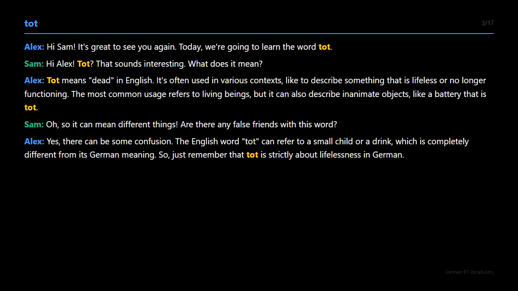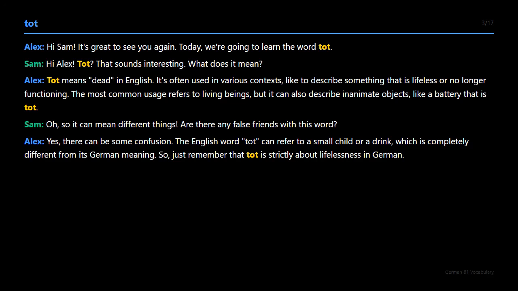Are there any false friends with this word? Yes, there can be some confusion. The English word tot can refer to a small child or a drink, which is completely different from its German meaning. So, just remember that Tod is strictly about lifelessness in German.